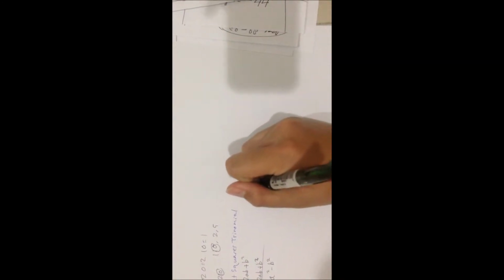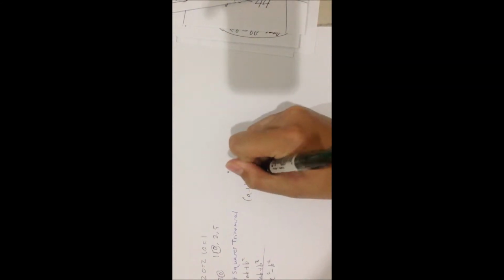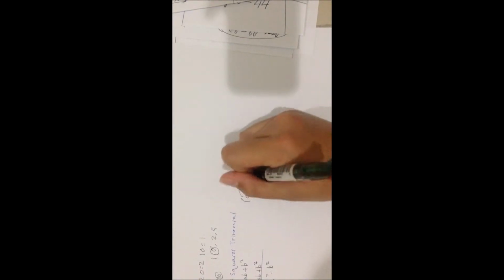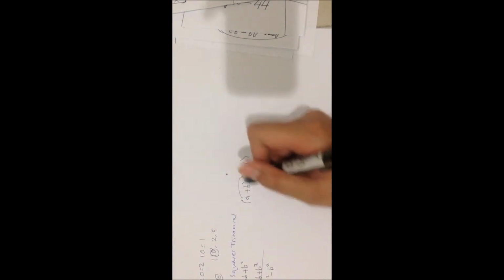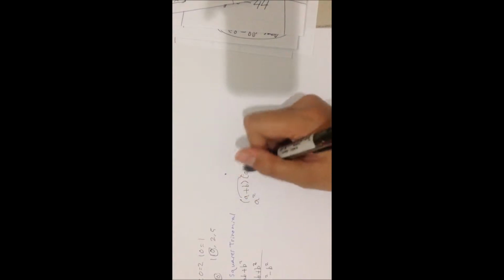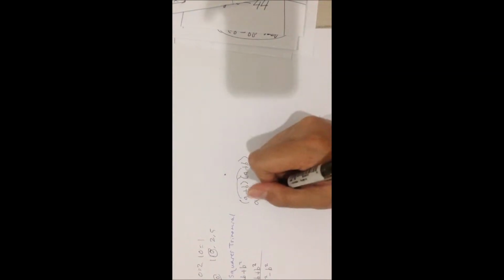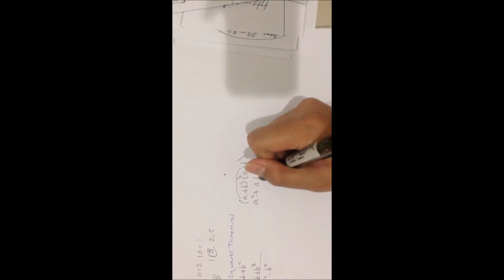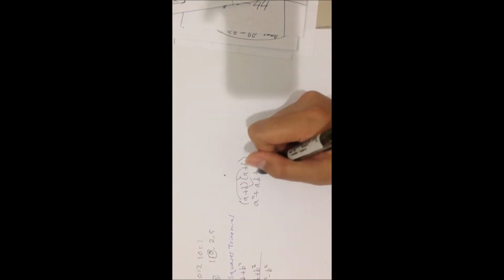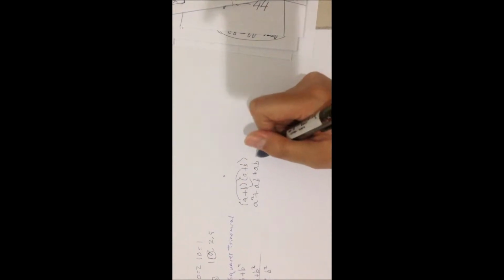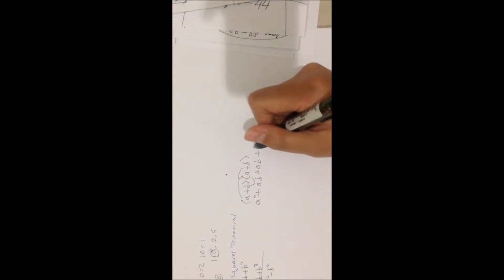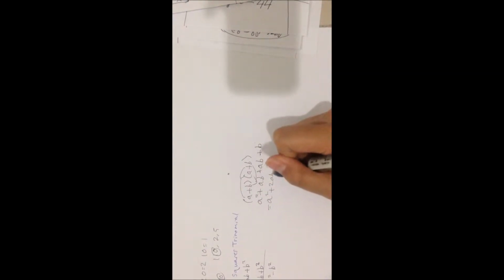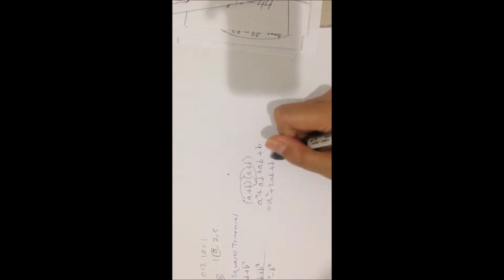If you're confused how to get the first two, you don't have to do A plus B squared, but you can just do A plus B times A plus B, and then multiply it and expand it. So A times A is A squared, A times B is AB, and then another AB, and then plus B squared. So when you add them together, it becomes A squared plus 2AB plus B squared.